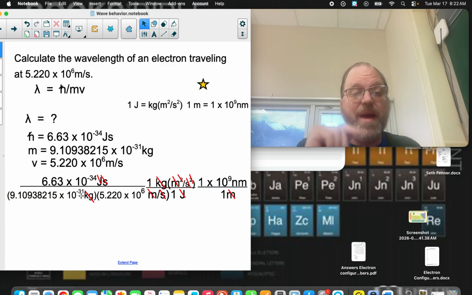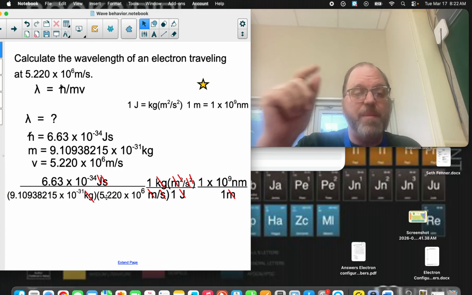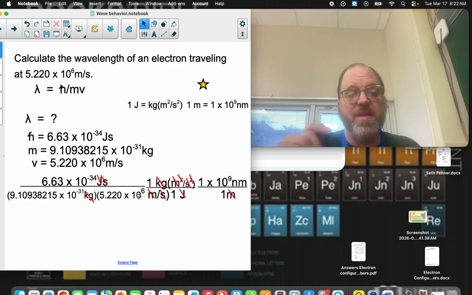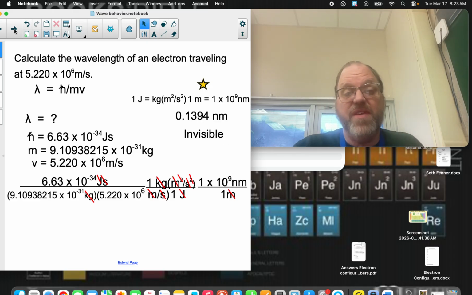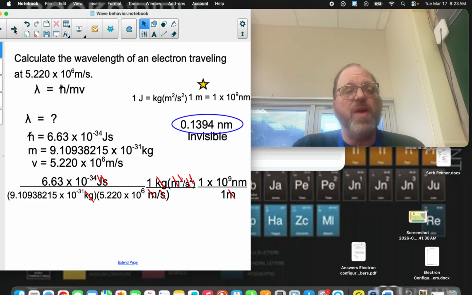9.10938215 EE minus 31 equal, divide by 5.220 times 10 to the 6. The only sig figs we actually have here are in the 5.220, because the others are constants, so we have 4 sig figs. To 4 sig figs, the answer is 0.1394 nanometers, and you wouldn't be able to see that. That's invisible light. All right, let's try another one.